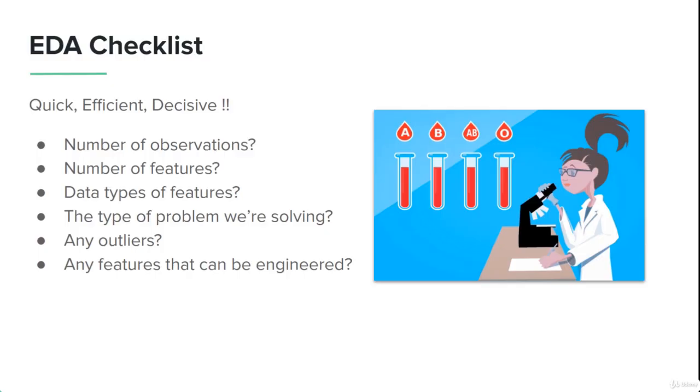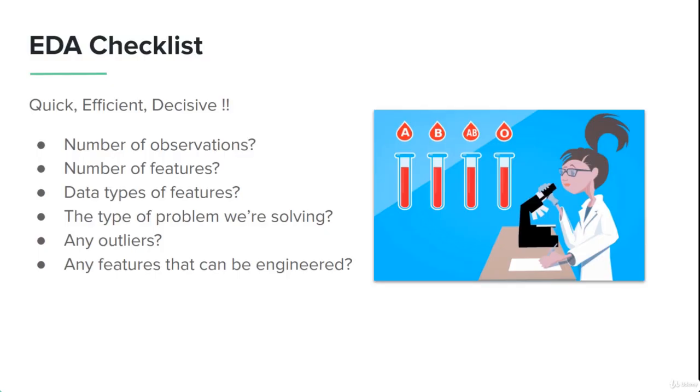Talking about the EDA checklist, or rather the questions you should answer by looking at the data: first, what is the number of observations? The number of observations represents the total number of rows when we're talking about tabular data in a data frame, or the number of images when we're talking about image data, and so on. The number of features should be the next question. In tabular data or a data frame, the number of features is the number of columns, whereas in image data, the features are the total number of dimensions of the image.